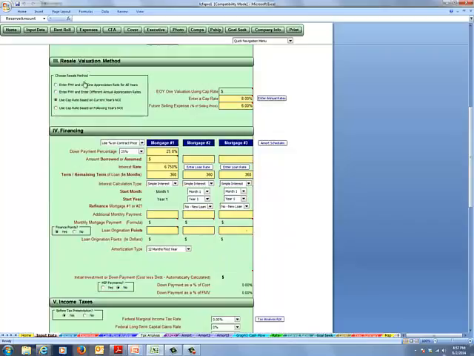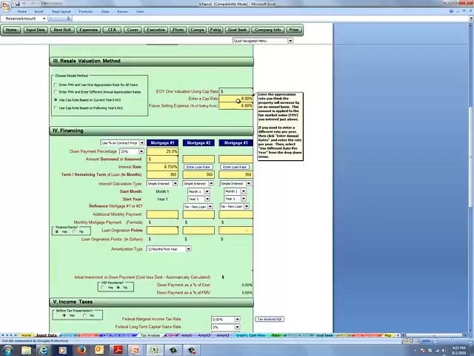Next, we have the resale valuation. Over here, you can choose a different method. What I typically use is the cap rate based upon the current year's NOI. This is what's going to calculate out what the resale price of the property should be. That's what I want to know. This information is very, very important.